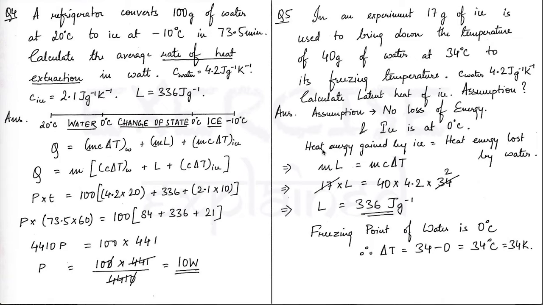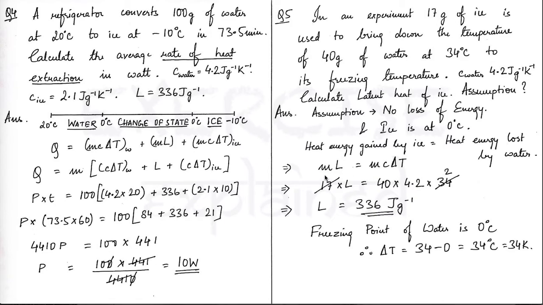So, by principle of calorimetry, we can write heat energy gained by ice is equal to heat energy lost by water. So, mL is equal to mc delta T, because here what is happening is only the ice is melting. So whenever there is change of phase, we use mL, and here what is happening is the water is being cooled down to water at 0 degree Celsius. Remember, it is not cooled down to ice at 0, it is being cooled down to water at 0, and that is the reason we have just written mc delta T.